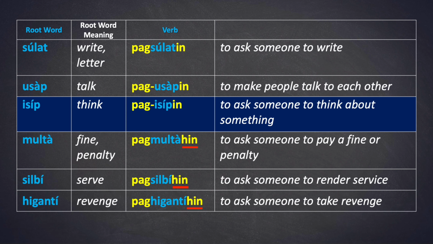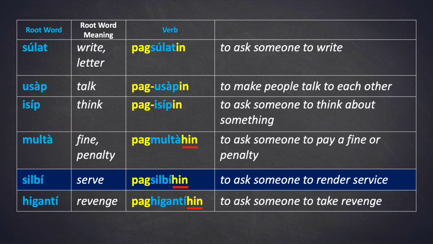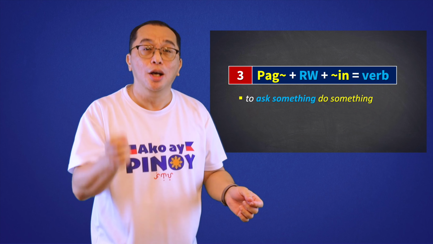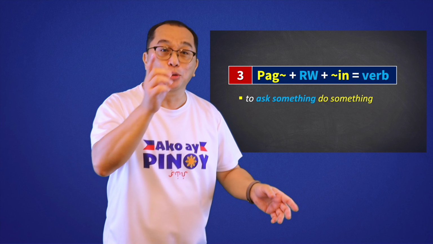Sometimes, but not all the time, root words that end in vowels will have the affix hin instead of in, like the following. Multa, fine or penalty. Pagmultahin, to ask someone to pay a fine or penalty. Silbi, serve. Pagsilbihin, to ask someone to render service. Higanti, revenge. Paghigantihin, to ask someone to take revenge. Ayos ba? Are you getting it? These are just a few verbs created from the combination of the PAG prefix plus root words and the IN suffix that ask someone to do something.